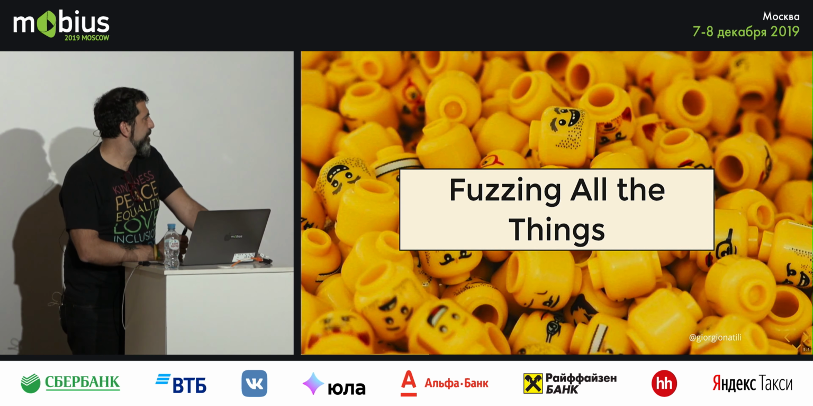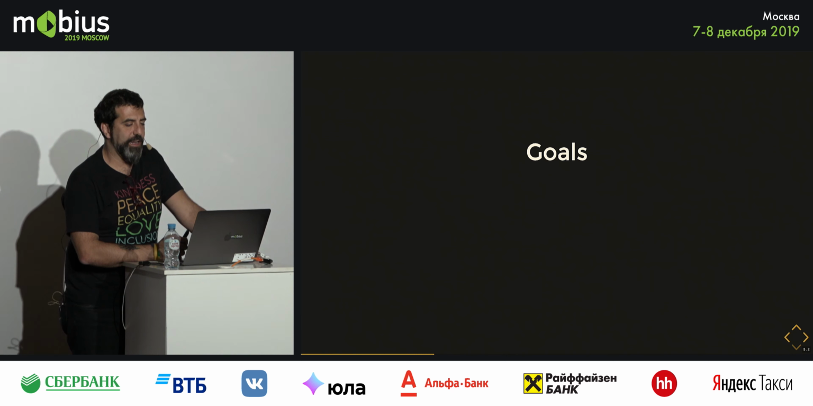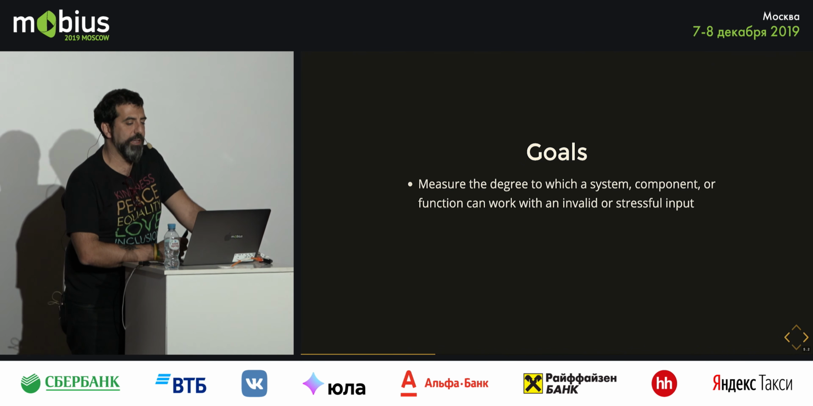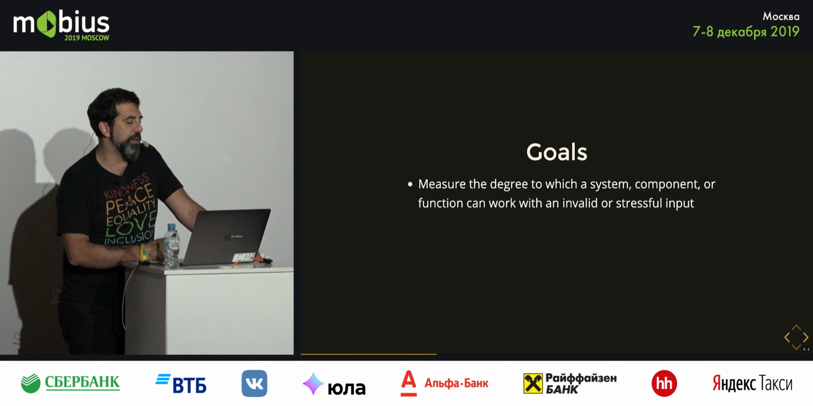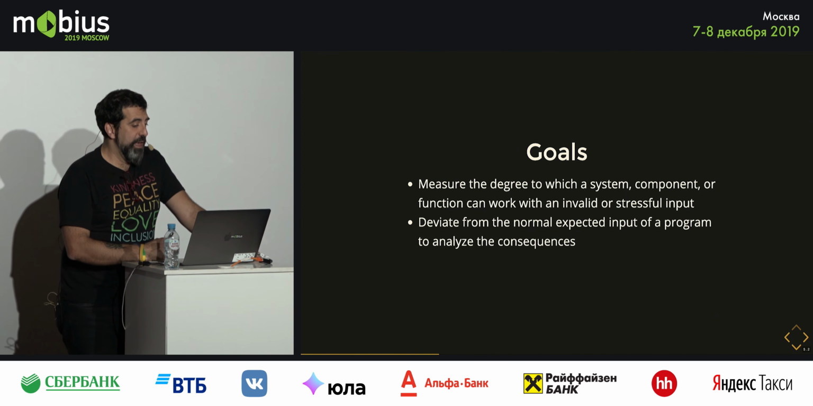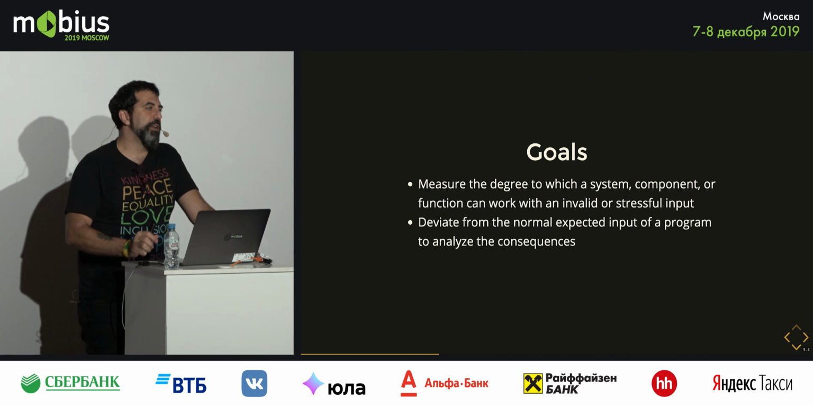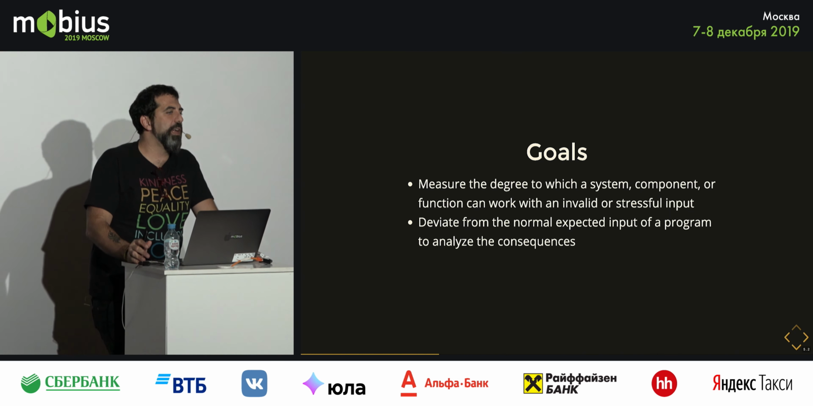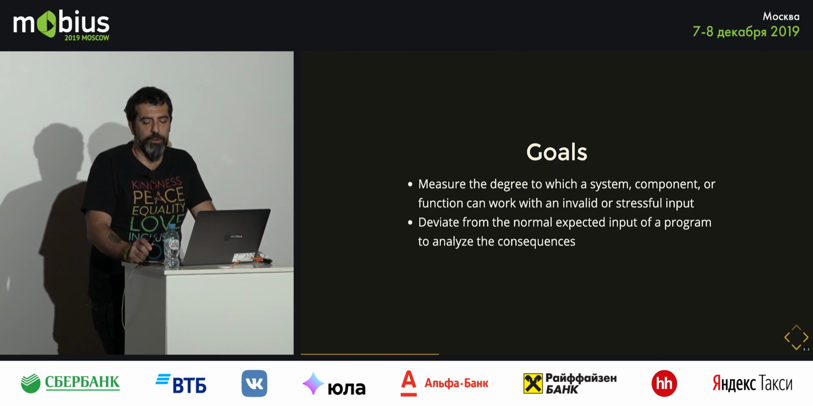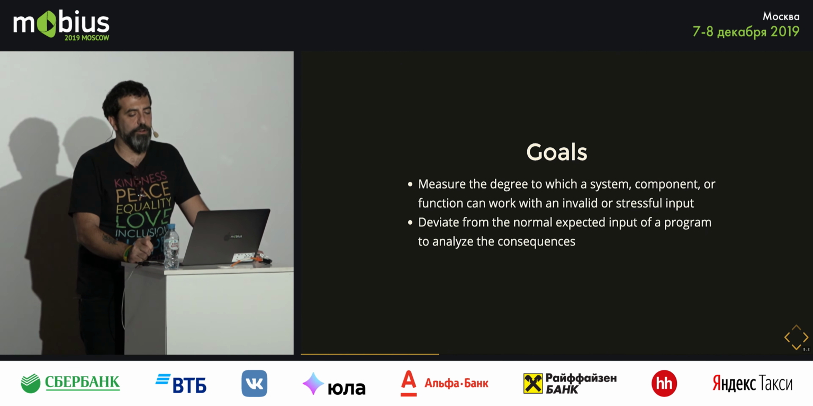Let's start talking about fuzzing. Fuzzing is a technique that is able to measure the degree to which a system, component, or function can work with an invalid or stressful input. Basically, with fuzzing, you deviate from the normal expected flow of a program, and you check how it is going and if the program is able to handle this failure.